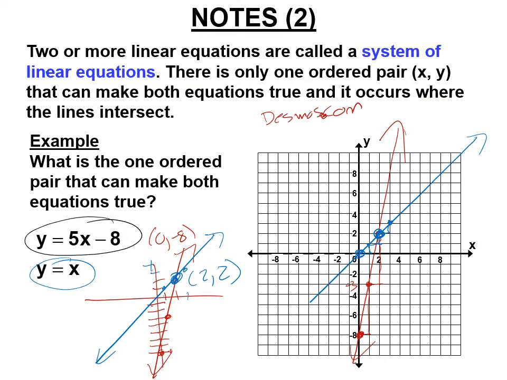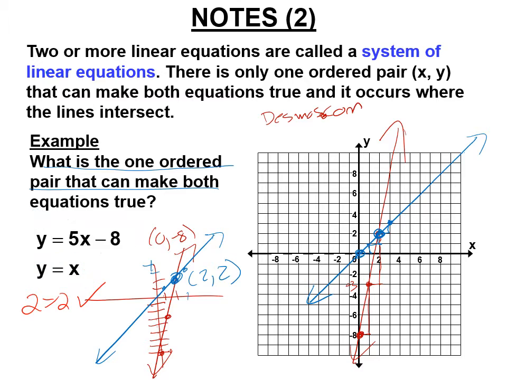Now, what is that point, 2, 2? Well, it's the only point that's on both lines. It's the one ordered pair that makes both equations true. So let's see that. If you put 2, 2 into the bottom equation, you get 2 equals 2. Well, that makes sense. And if you put it in the top equation, you get 2 equals 5 times 2 minus 8. Is that true? 5 times 2 is 10. 10 minus 8, yeah, you get 2 equals 2 again. And 2, 2 is the only ordered pair that works for both.